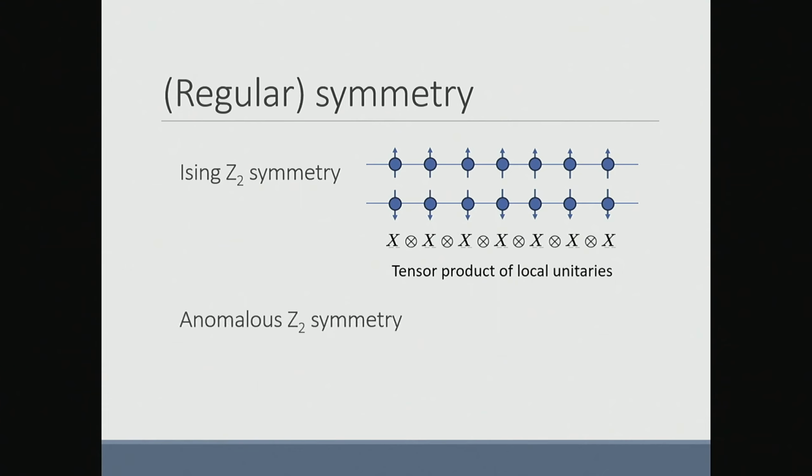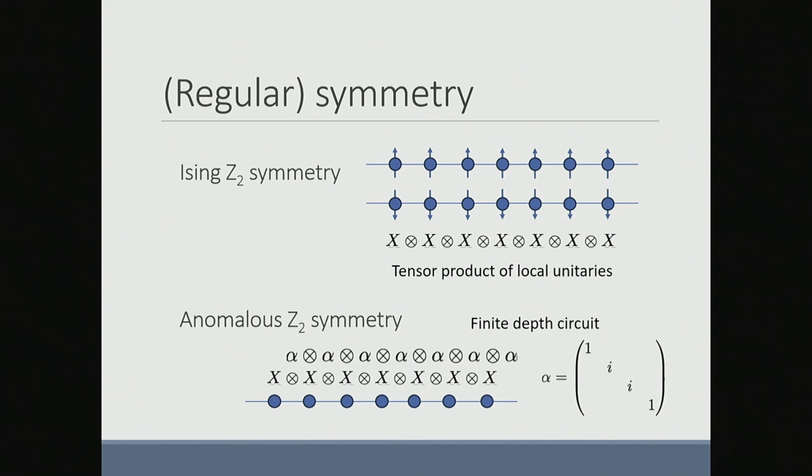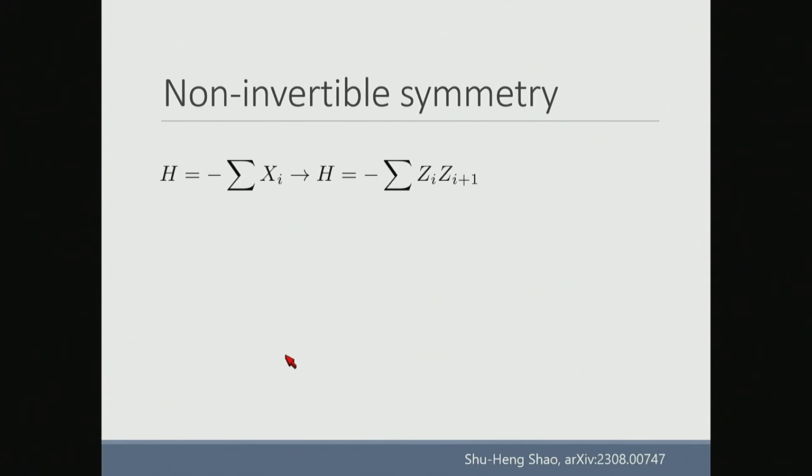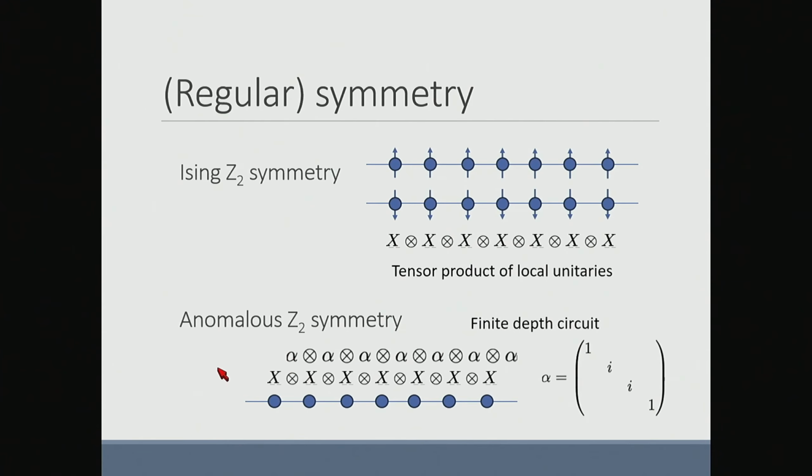But it doesn't have to be this, and already from the study of symmetry-protected topological order, we know that symmetry can be more general, and we can have situations where the symmetry acts like a tensor product of x, and then a tensor product of some 2-qubit unitaries, phase factors. And this is not, as a whole, a simple tensor product of local unitaries, but it's a finite depth circuit. So symmetry can be a tensor product of unitaries, but it can also be a finite depth circuit.